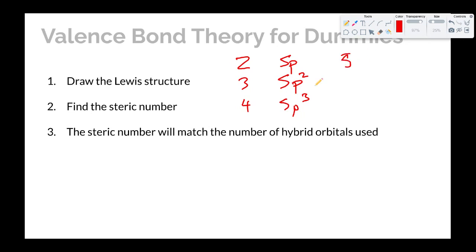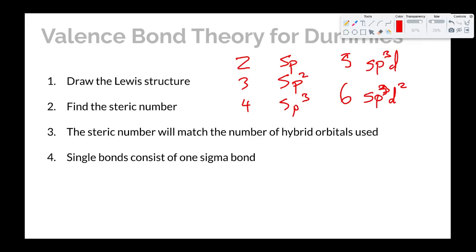If the steric number is 5, then an s and three p's only gives you 4, so you have to get a d involved, so that's sp3d. And if the steric number is 6, it's sp3d2 because you need 2 d orbitals to do your hybridization, so you can end up with 6 hybrid orbitals. Then, if you're looking at your structure, if there's a single bond and that's all it is, there's 1 sigma bond.